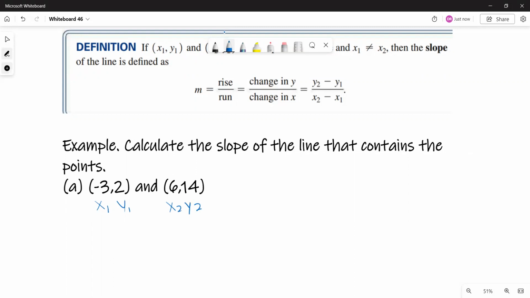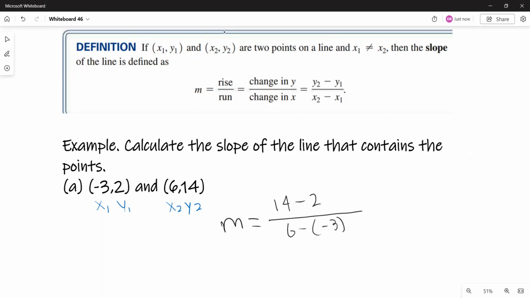Okay, so the slope is denoted with the letter m. It's y2 minus y1 over x2 minus x1. So that's 14 minus 2 over 6 minus negative 3. 14 minus 2 is 12. 6 minus negative 3 is 9. So the slope is 12 over 9 or 4 over 3. Okay, so when it runs 3 units, it's going to rise 4 units.